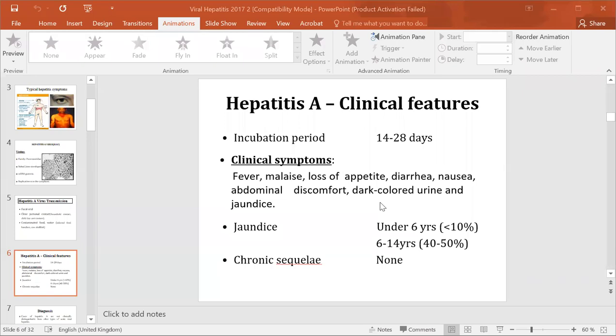Chronic disease, as I saw one of you saying, normally in most cases happens after the acute. So you get these acute symptoms, and then the symptoms disappear, but you have the virus in your body for a very long time, sometimes until you die. That is what we call a chronic condition. With the hepatitis A virus, there is no chronic condition. So I hope we remember that.